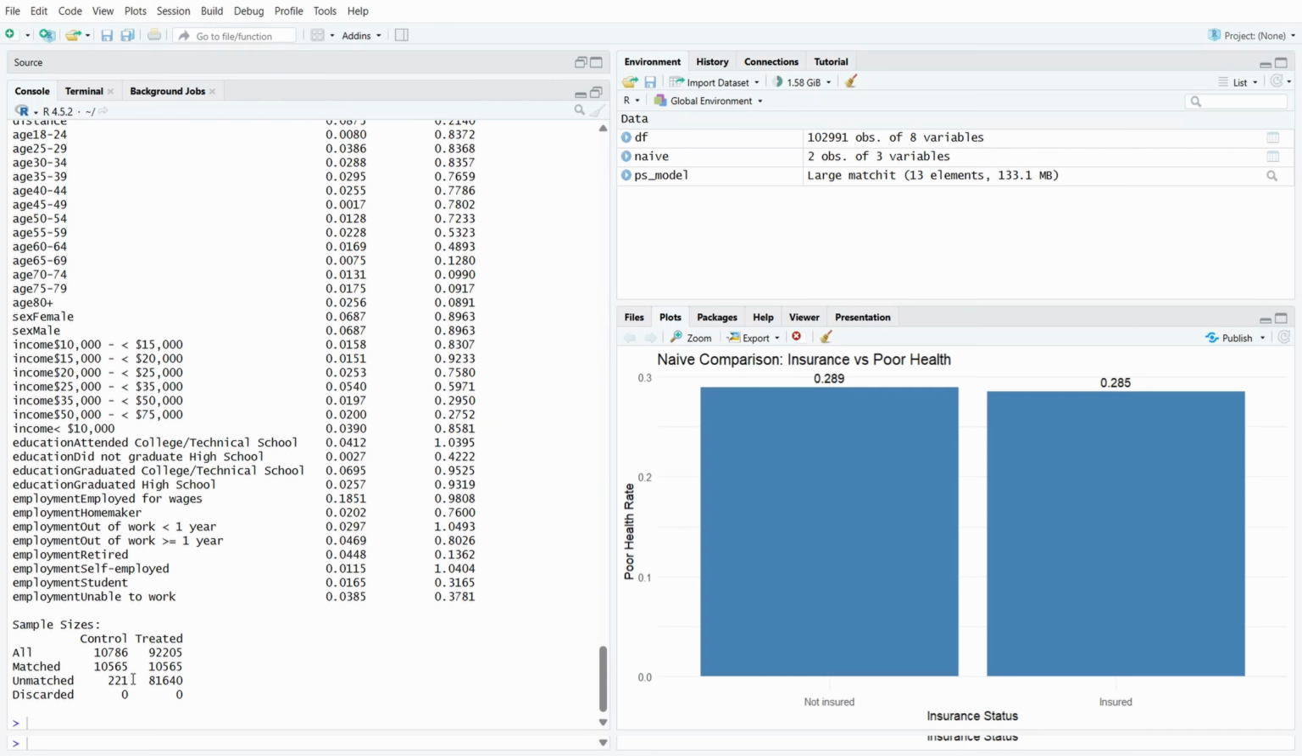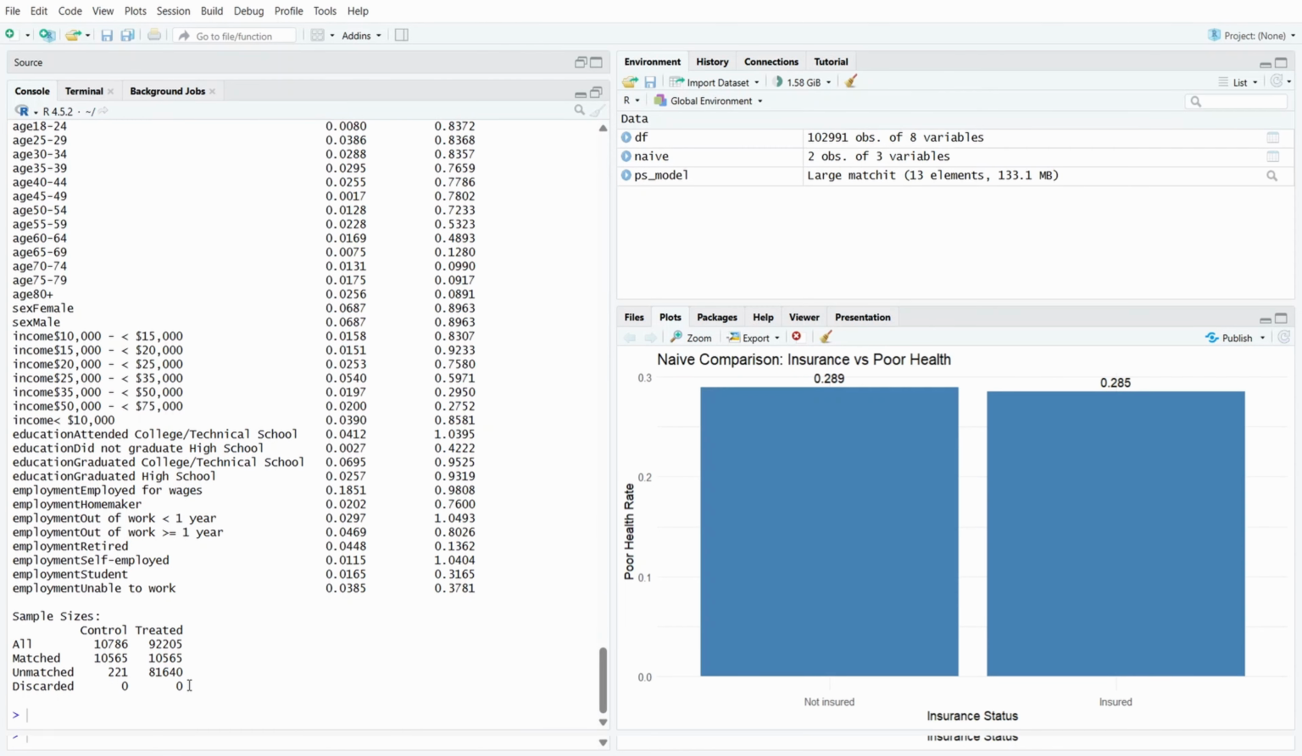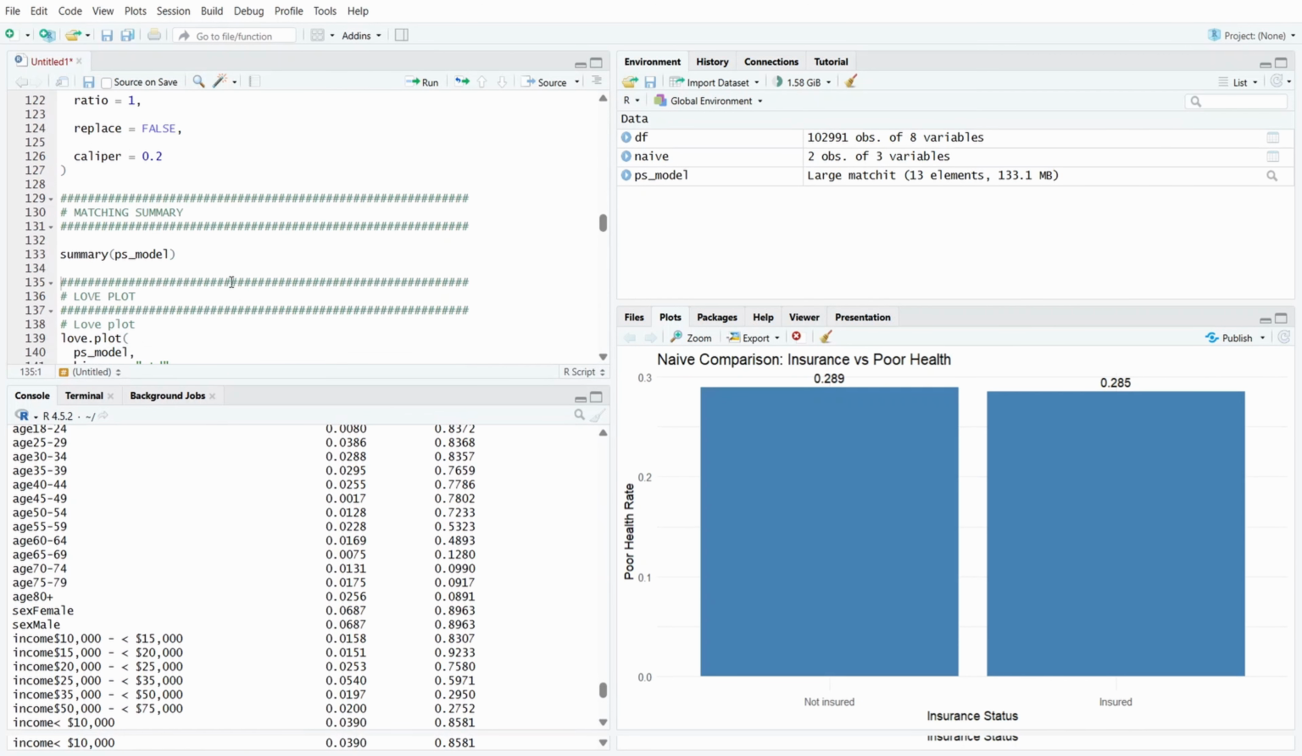However, we also see that more than 81,000 insured respondents remained unmatched and were excluded from the final matched analysis. This is one of the major trade-offs of propensity score matching. We sacrifice sample size in exchange for better comparability between groups. In other words, we intentionally remove observations that do not have suitable matches so that the remaining groups become more similar on observable characteristics. To get a better understanding of our results, we present it visually using a love plot.